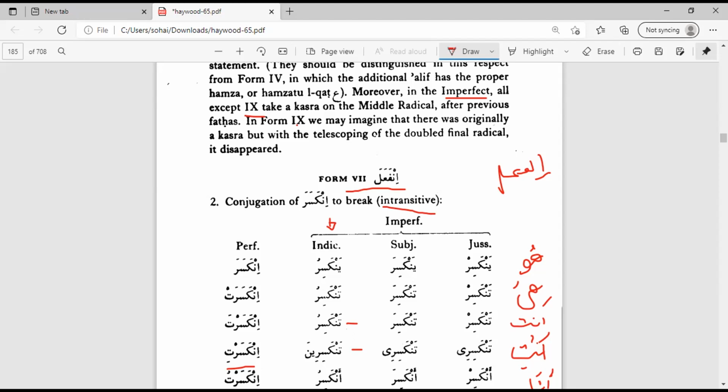Why is it rare? Because this verb is already intransitive, which means it doesn't require a subject, so it's rare to use its passive.